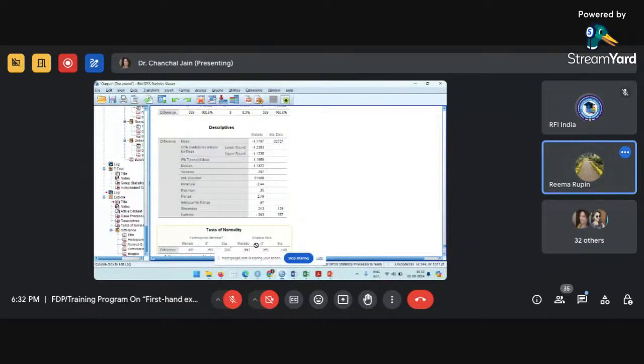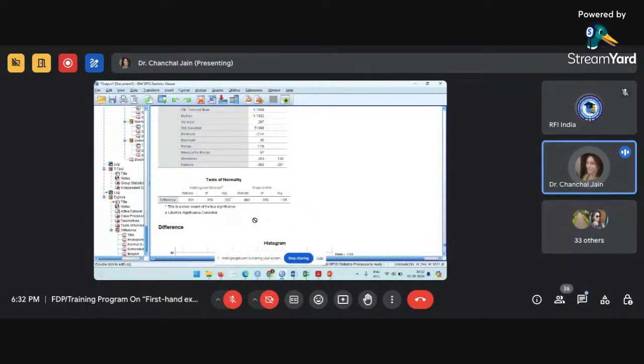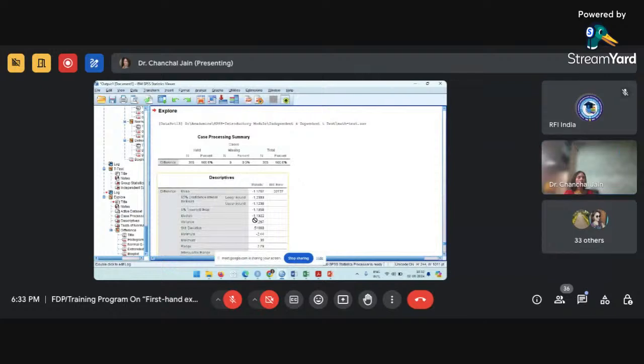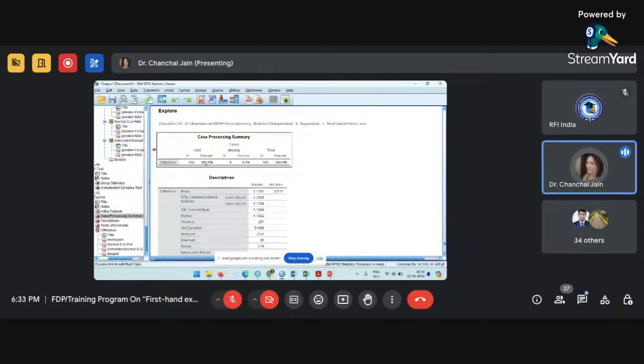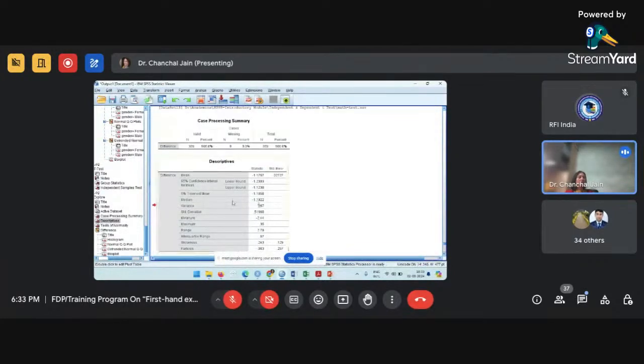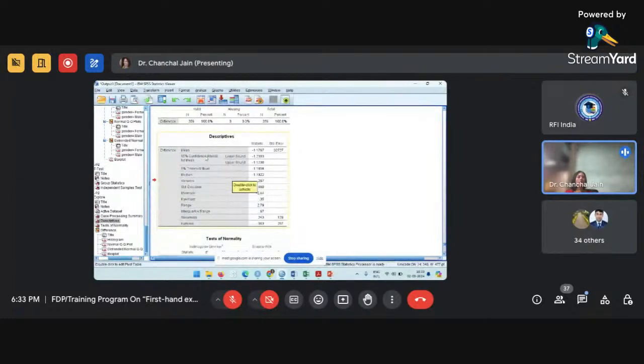Click on OK. Output is generated for me. I hope everyone has got it. Yes, ma'am. Now you can see the first table, case processing summary, which is saying how many observations you are having. We are having total 359 respondents' data, no missing value. Total is 359. Coming down, talking about the descriptive statistics, mean grade is minus 1.17. Then median is minus 1.19, which is very close, right?